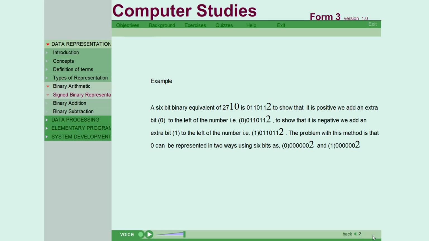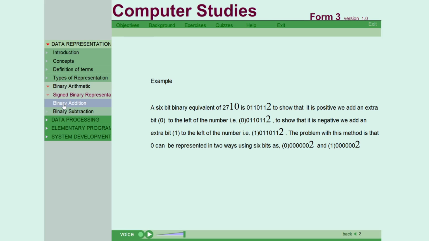For example, a 6-bit binary equivalent of 27 to the base of 10 is 011011 to the base of 2. To show that it is positive, we can add an extra bit, which is 0, to the left of the number. That is (0) 011011 to the base of 2. To show that it is negative, we add an extra bit, which is 1, to the left of the number. That is (1) 011011 to the base of 2.